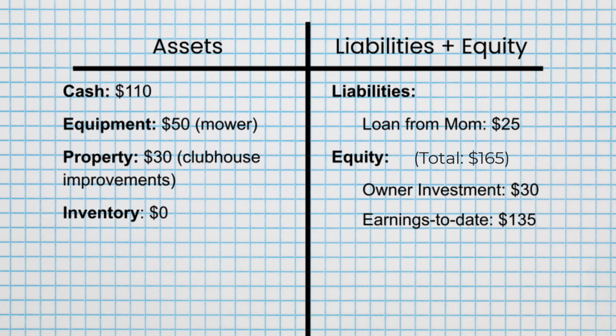Now let's recalculate the balance. We have $110 in cash under assets, $50 as a mower, $30 as clubhouse improvements, and $0 in inventory. Our total assets are worth $190. For liabilities, we have a loan worth $25 and equity worth $165. Our liabilities plus equity is $25 plus $165 for a total of $190. Still balanced under the same accounting rule.